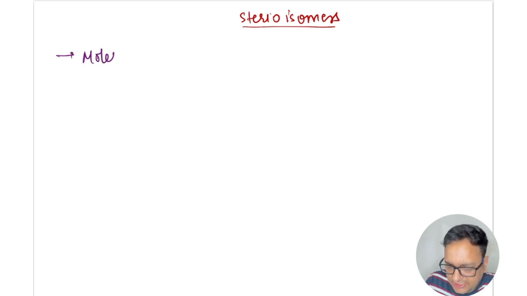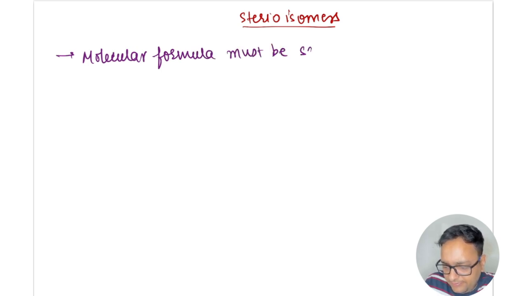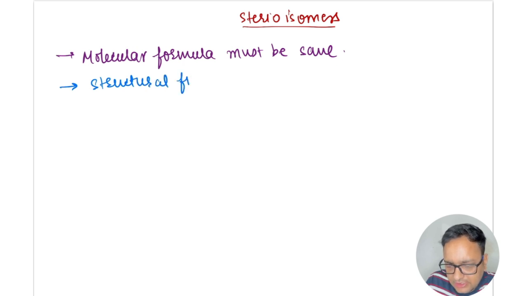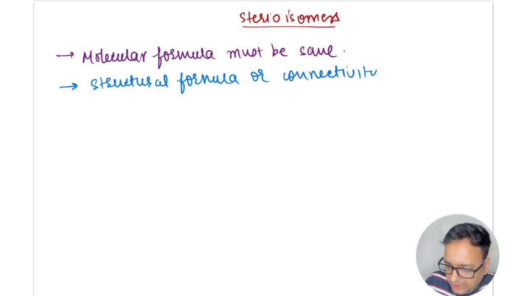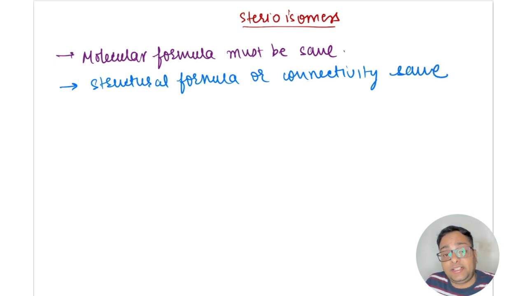What are the molecular conditions for the stereoisomer? The molecular formula must be same, and the structural formula or connectivity should also be same. That was not a necessary condition for the structural isomer. The condition was not same for the structural isomer.